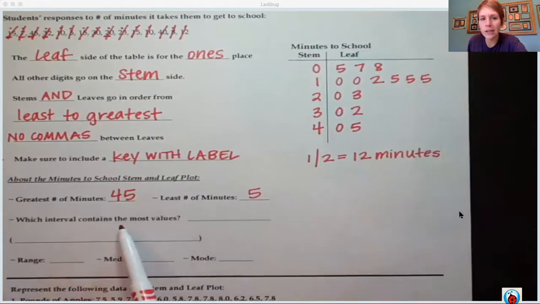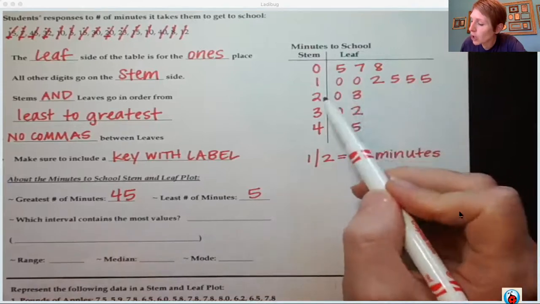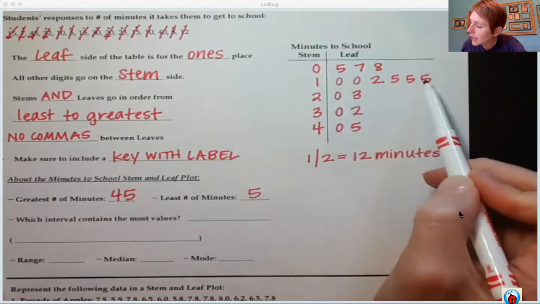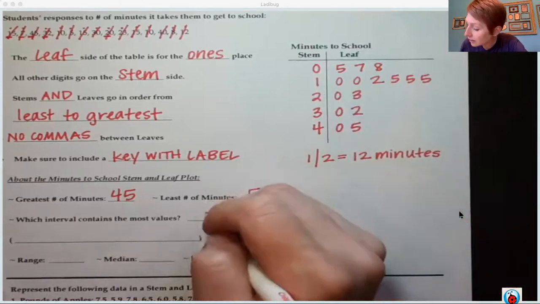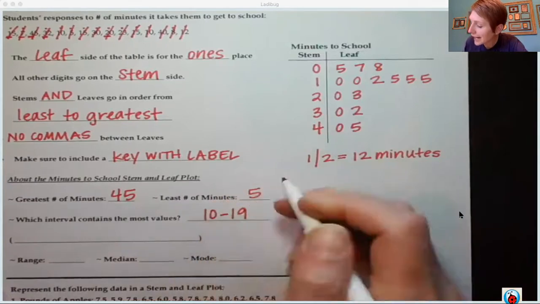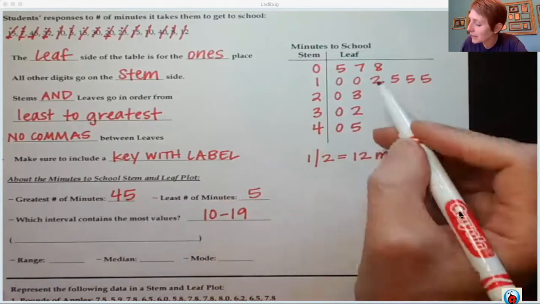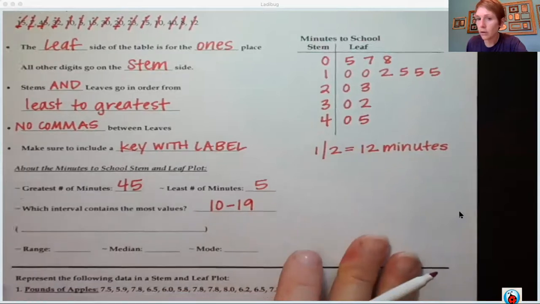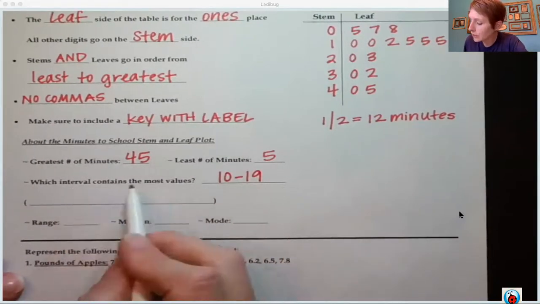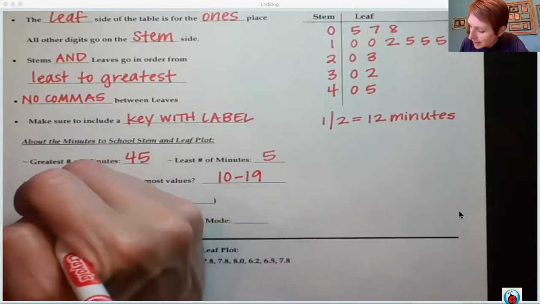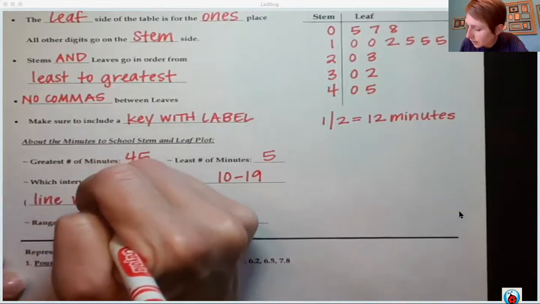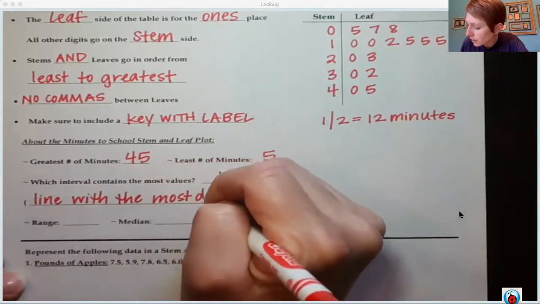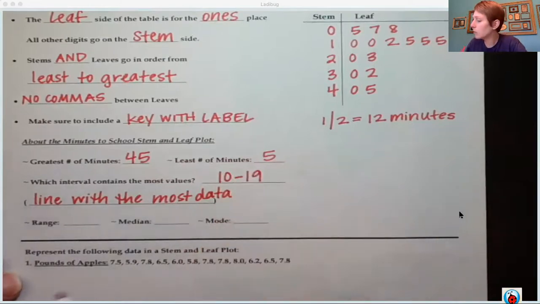So when it says which interval contains the most values, it essentially means which row has the most leaves. Well, that is this one here, and the interval for that row is 10 to 19. It doesn't mean I have all these numbers in between here. It just means the most values are in the row that could have 10 to 19. So let's make a note to yourself that when it asks you which interval contains the most values, that means the line with the most data, okay? The line with the most data.